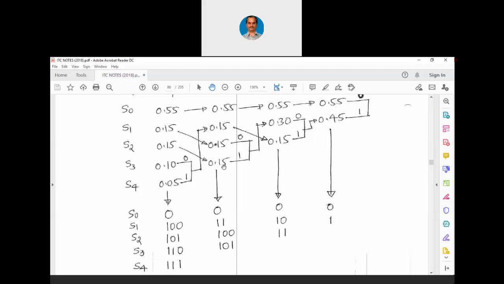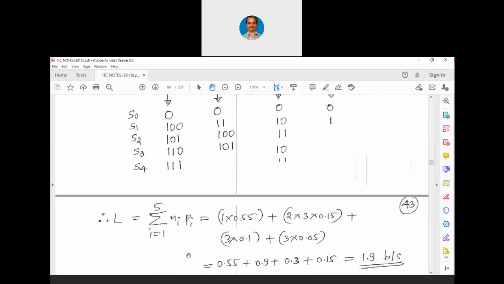So, a third code is also possible here. That is, if you keep this 0.15 in the middle, that is why I told you the first one was as low as possible, the second one is as high as possible. Now, there can be as middle as possible. That is also possible. That you can work out on your own and you can find out the efficiency. Now, this is the code which we got: 0, 100, 101, 110, 111. Now, let us find the efficiency.